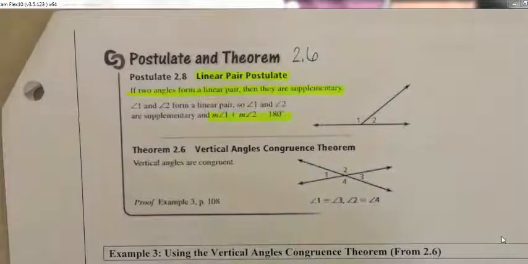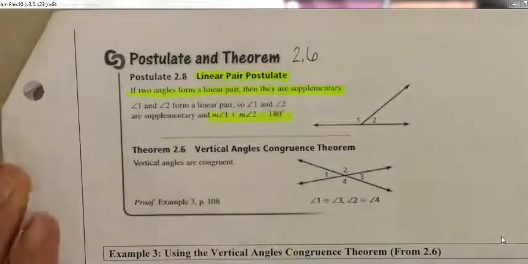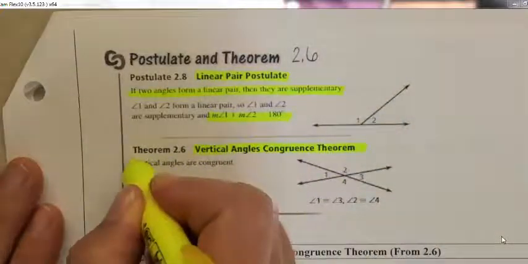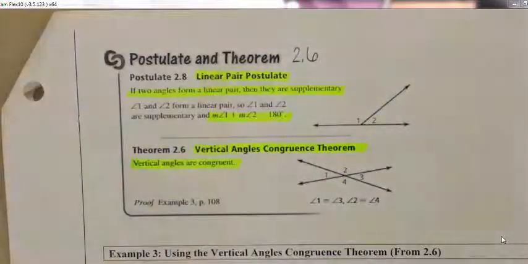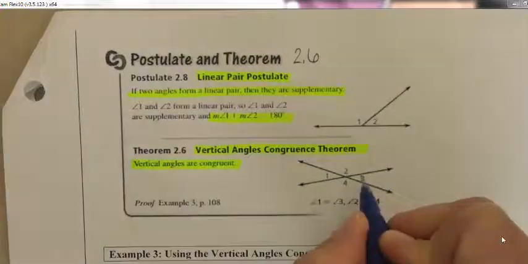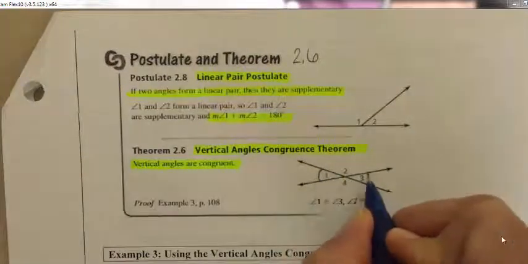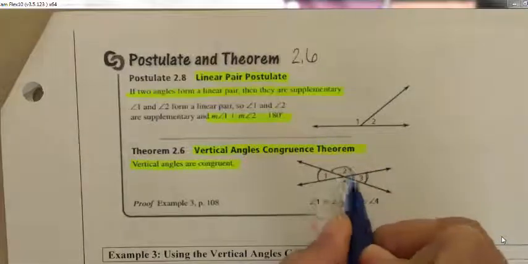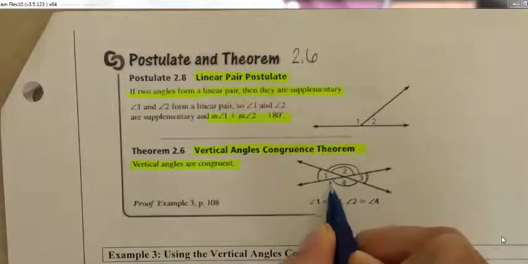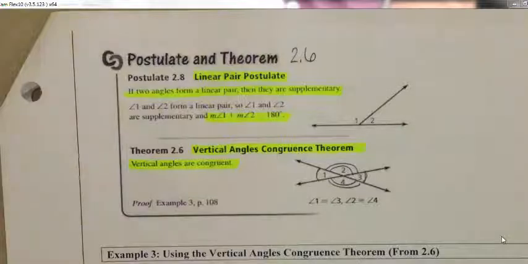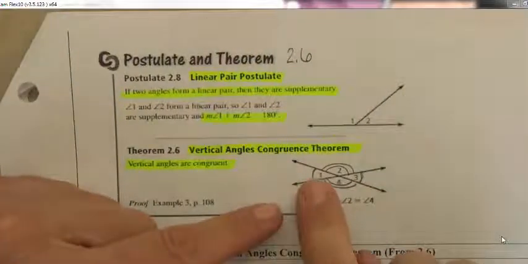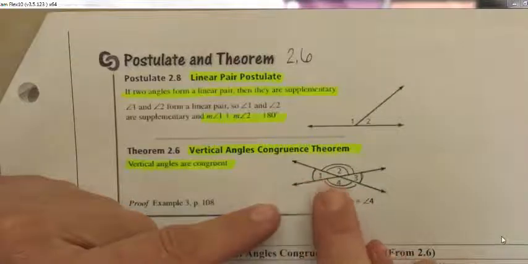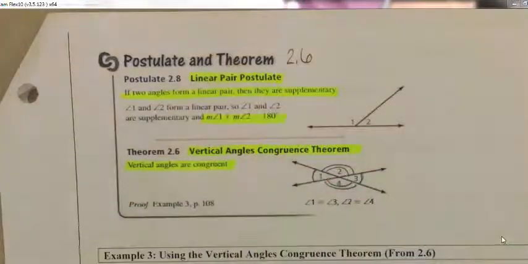The next one, you may already know this, but this is very important. So the vertical angles congruence theorem is basically that vertical angles are congruent. So angle 1 and angle 3 are vertical angles. These two angles are congruent. Angle 2 and angle 4 are also vertical angles, so angle 2 is going to be congruent to angle 4. And I'll use 2 arcs for that, so we can differentiate, because we can't necessarily say that angle 1 is congruent to angle 4. Although angle 1 and angle 4 do form a linear pair, so they're supplementary.